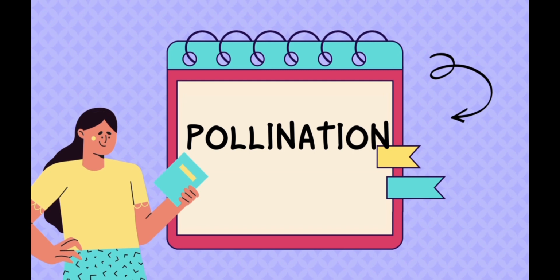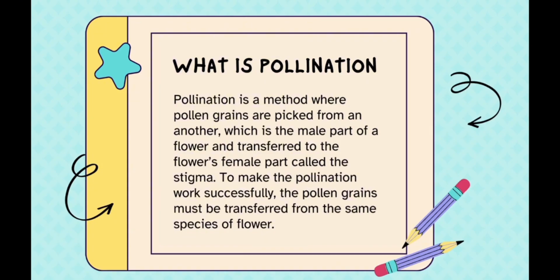Today's topic is pollination. What is pollination? Pollination is a method where pollen grains are picked from the anther, which is the male part of the flower, and transferred to the flower's female part called the stigma. To make the pollination work successfully, the pollen grains must be transferred from the same species of flower.